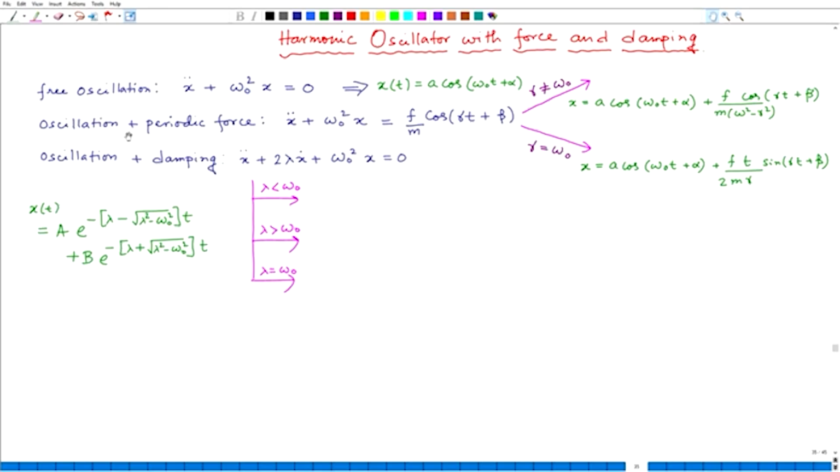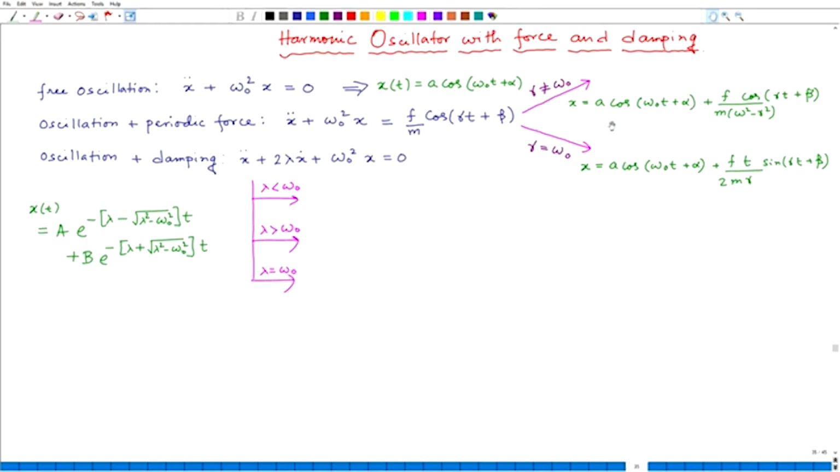Then if the oscillator is subject to a periodic force of amplitude F and with a frequency gamma and an initial phase beta, the resulting equation is x double dot plus omega 0 square x is equal to F by m cos(gamma t plus beta), which is no longer a homogeneous equation. Then we have to consider a particular integral and a complementary function, and your total solution will be a superposition of those two.